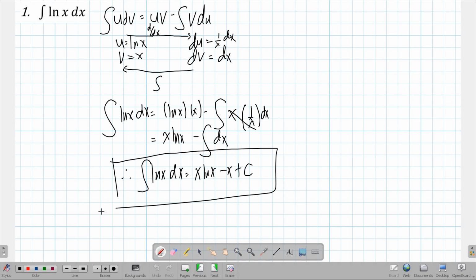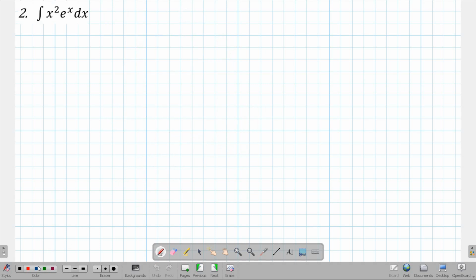So let's have another example. Now we have the integral of x squared e raised to x dx.